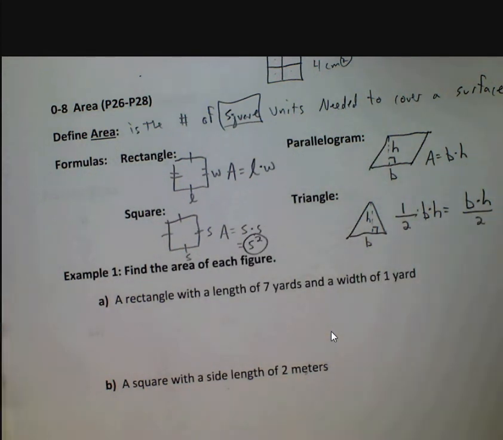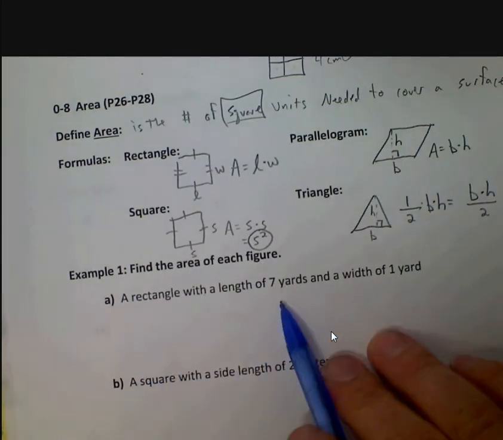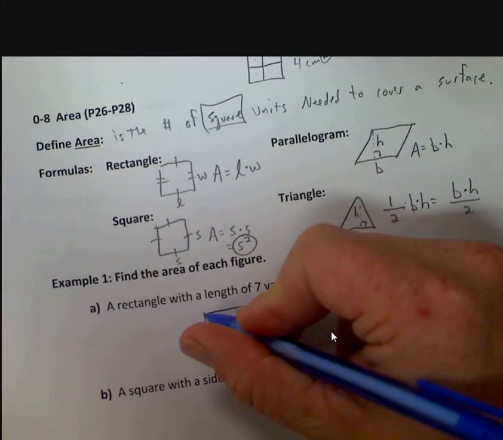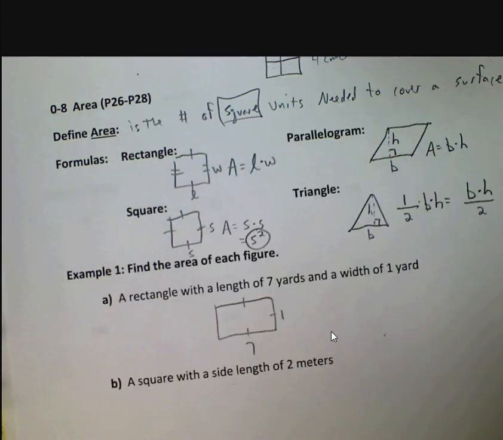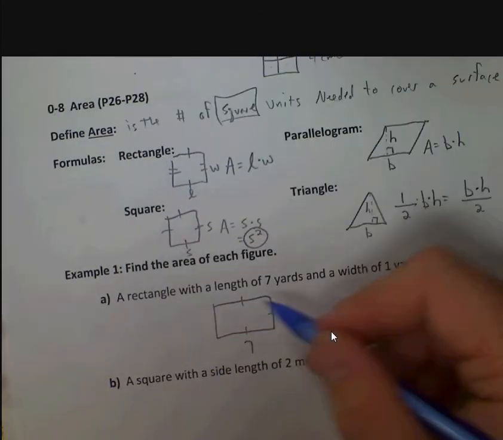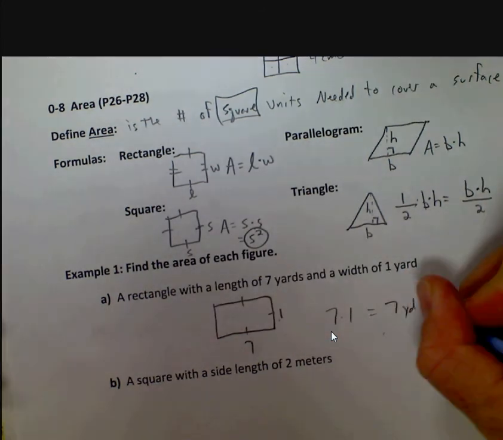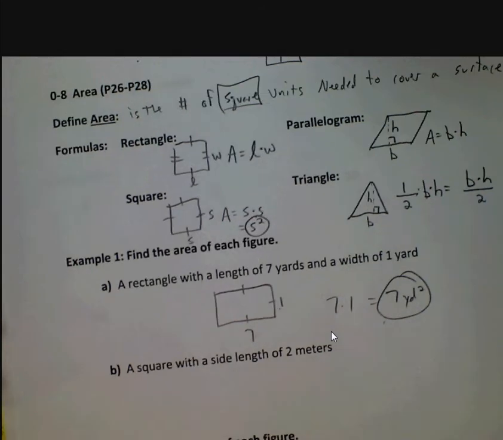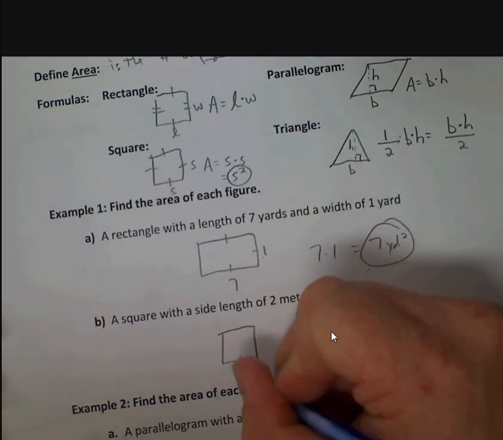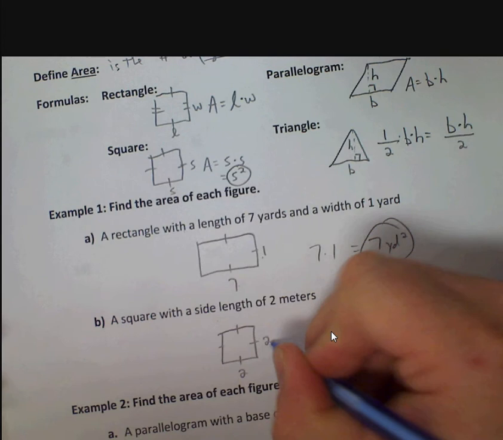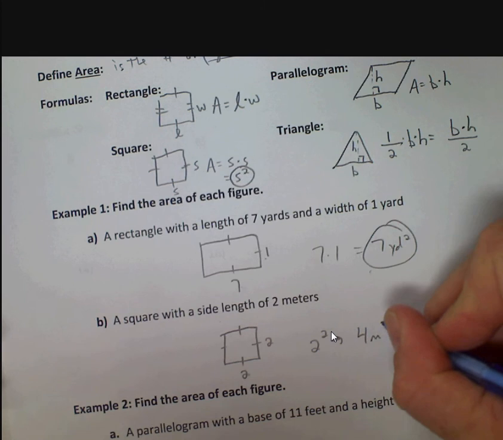So let's go ahead and turn to example 1. Find the area of each figure. A rectangle with a length of 7 and a width of 1. So all I would do is go ahead and take 7 times 1, and I would have 7 yards squared. Letter B. A square with a side length of 2. So I would take 2 times 2, which is actually just 2 squared. That would be 4 meters squared.